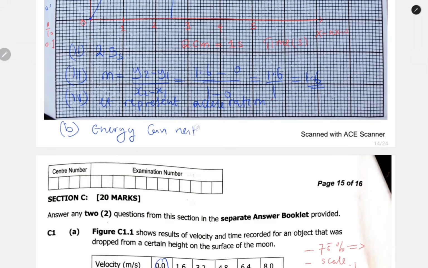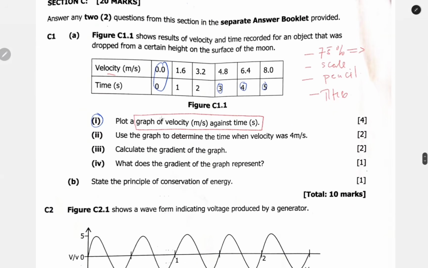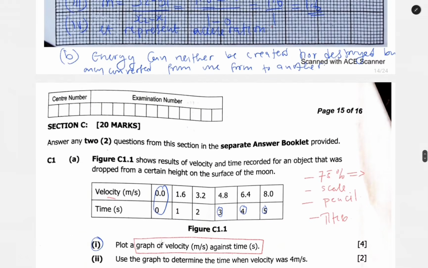can neither be created nor destroyed, but only converted from one form to another. That is what the principle of energy conservation states. So this brings us to the end of this question. That is question 1. So we've answered the question fully.